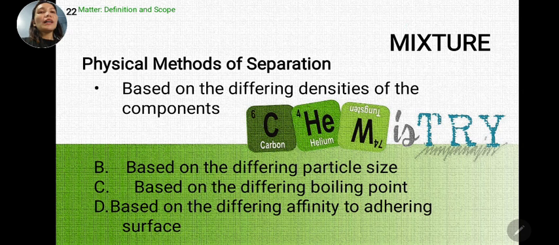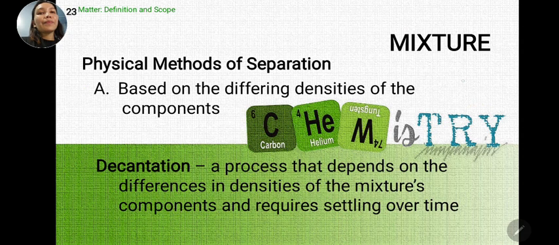So, ito yung mga sinasabi na physical methods of separation. First is based on the different densities of components. For example, based on different particle size, boiling point, affinity to adhering surface. So, yan yung mga examples. So, first, punta tayo dun sa based on the different densities of components.